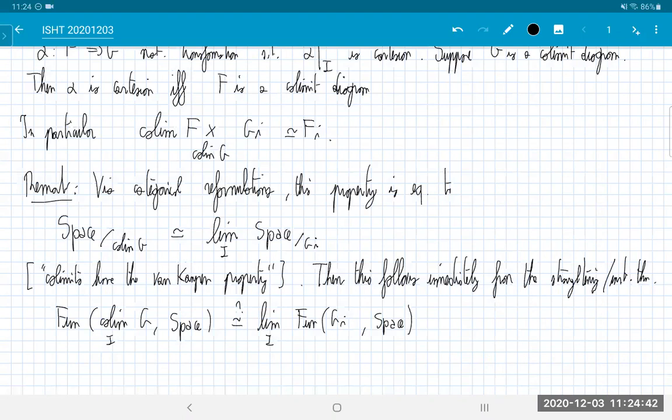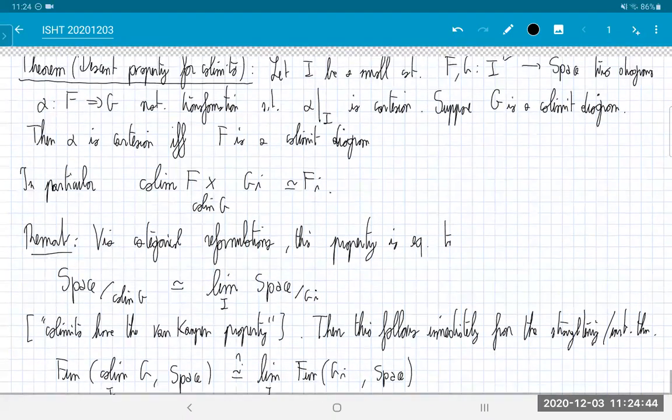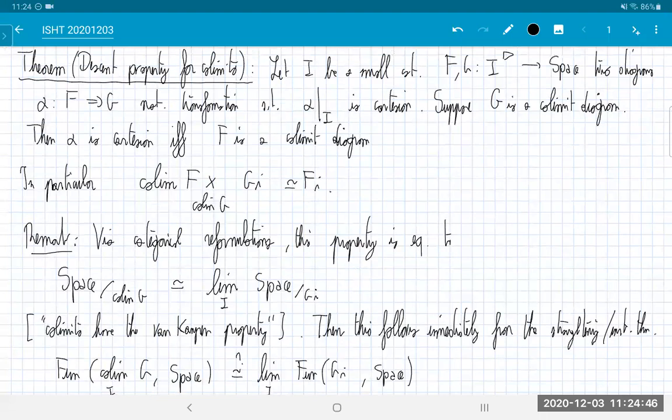Is there any way to see why it is not true in pointed spaces? Take your favorite example and it will fail, actually. You can see it because in the colimit in pointed spaces, you are collapsing all the base points to the same base point, right? That's how you compute the colimits in pointed spaces, and that's what breaks this property. Oh, actually, I have a simple example.